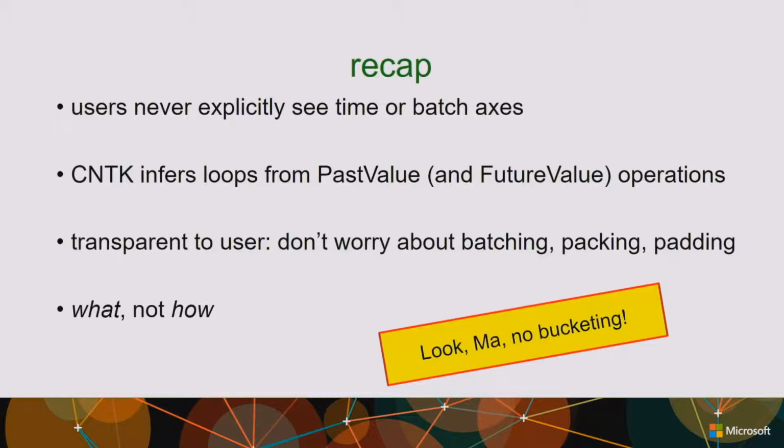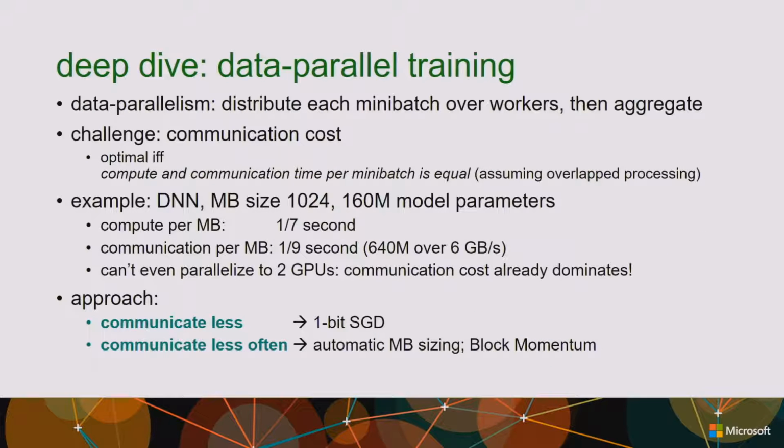Next slide. Okay, so to recap, the user never really explicitly sees a time or a batch axis. CNTK infers the loops from your network description and is totally transparent. Don't worry about batching and packing and padding. And again, it's about focusing on what you want to do and not how you're going to do it. And no bucketing. So the other important technique that we have is data parallel training.